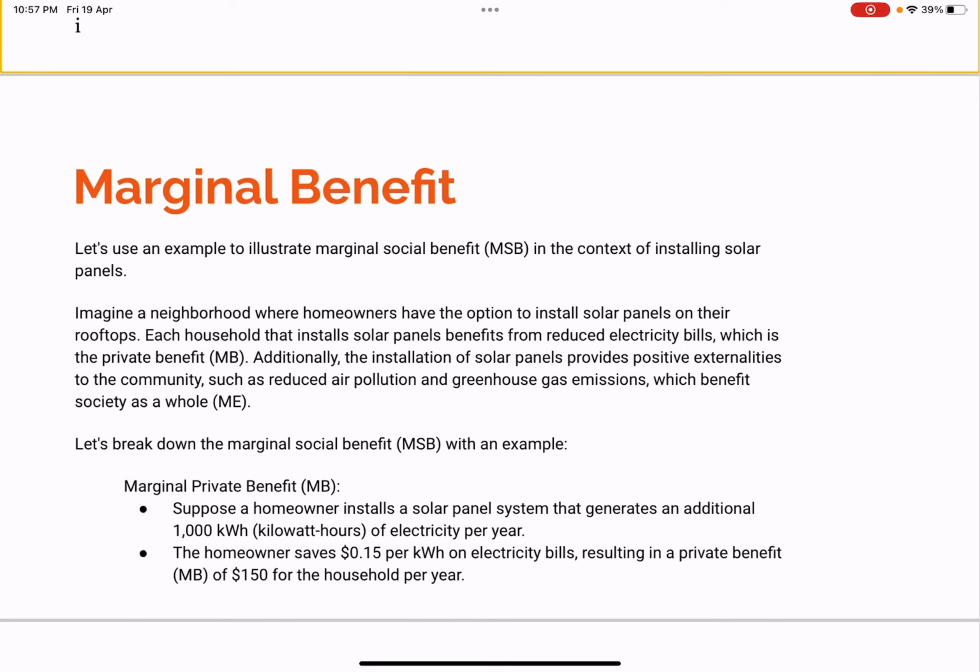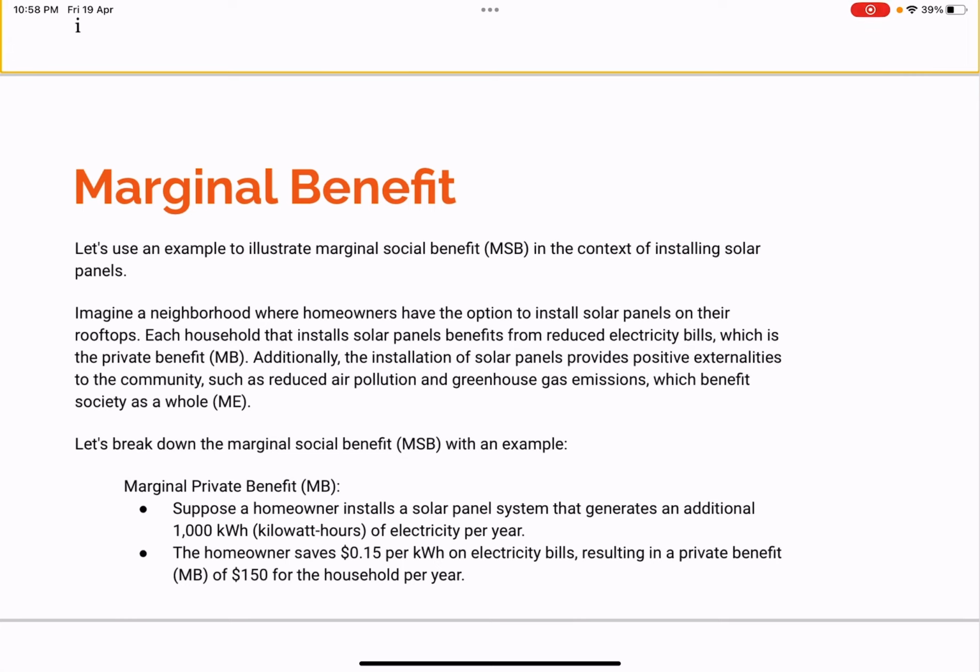Suppose a homeowner installs a solar panel system that generates, let us say, 1,000 units of electricity per year, right? And because of that, there is a saving in his electricity bill. Let us say that per unit, his or her saving is $0.15. It's per unit, per kWh. One unit is 1 kWh, kilowatt hour, right?